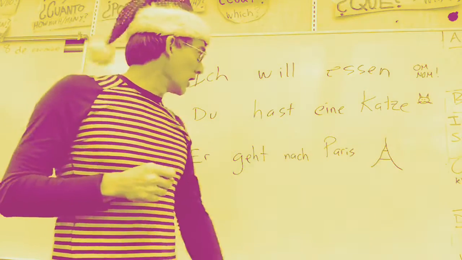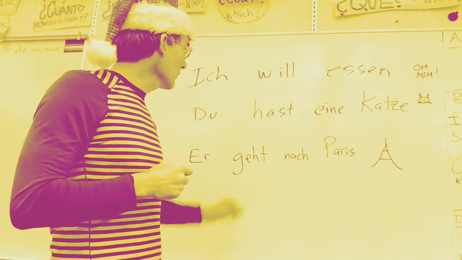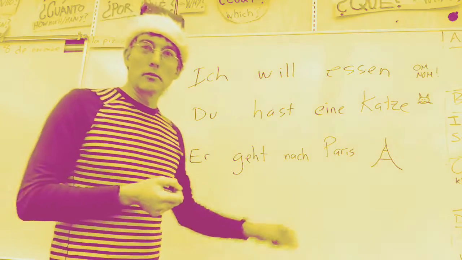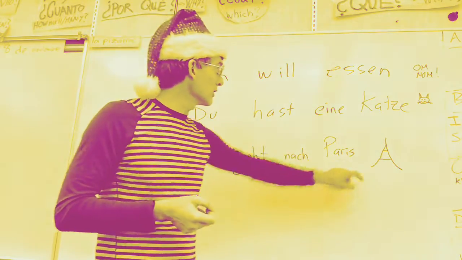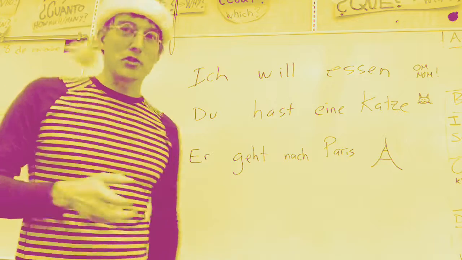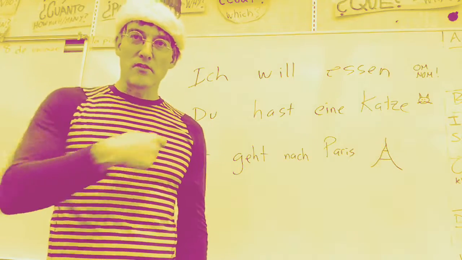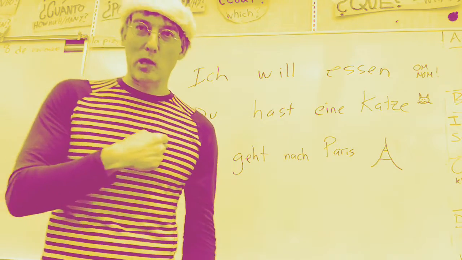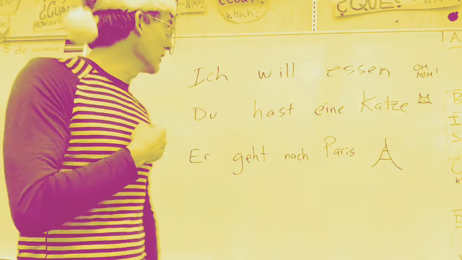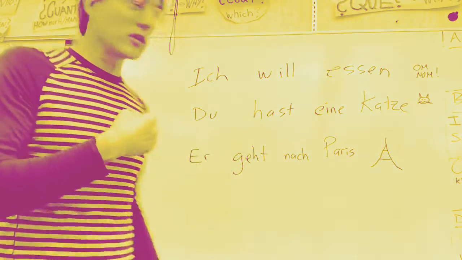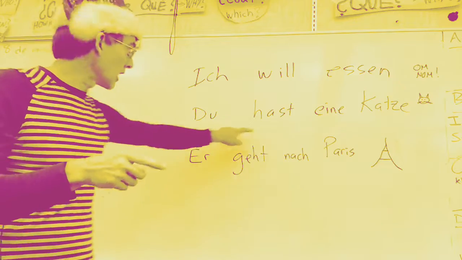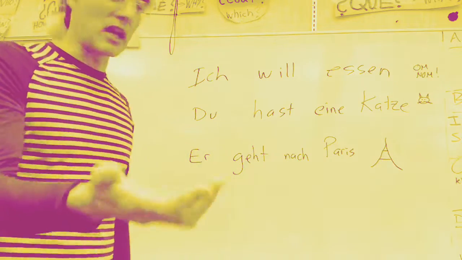And for Paris, well, what do we have for Paris? We have the Eiffel Tower, obviously. Now for the actions. For will, I point at my heart. Will is to want, right? Hast means you have. Du hast, you have. This is to have, right?